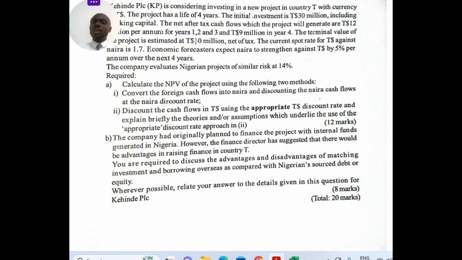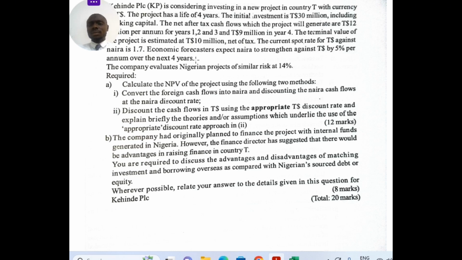The terminal value, which is the residual value, is this, and the current spot rate for TS against Naira is 1.6. If you observed, the TS came first before Naira, and we're told that we should convert to Naira. So what it means is that this is an indirect quote, because the Naira sign is at the right hand side. Now, the economic forecaster expects Naira to strengthen against TS by 5% per annum over the next 4 years.